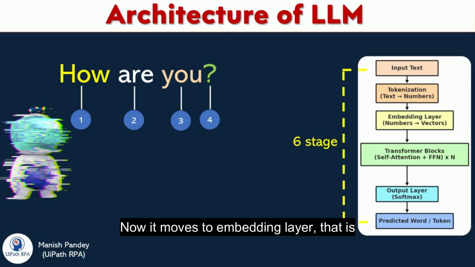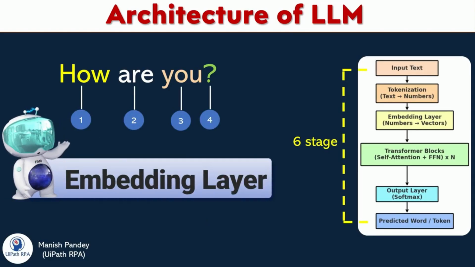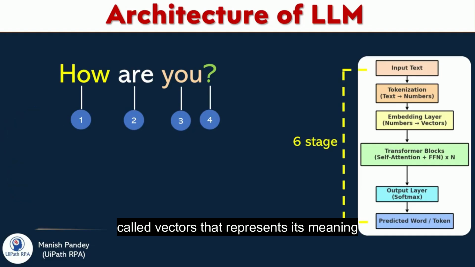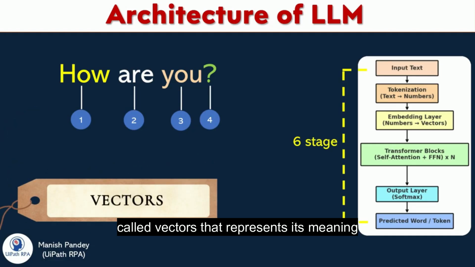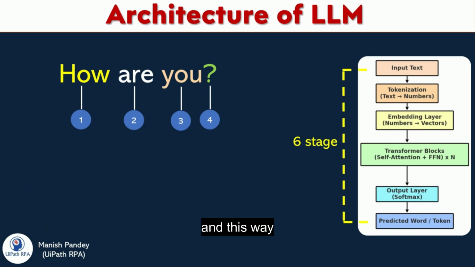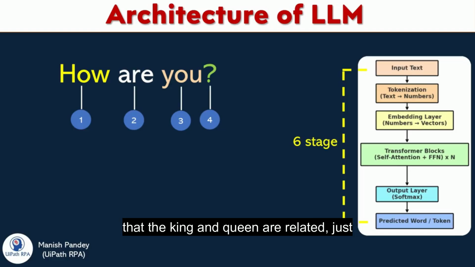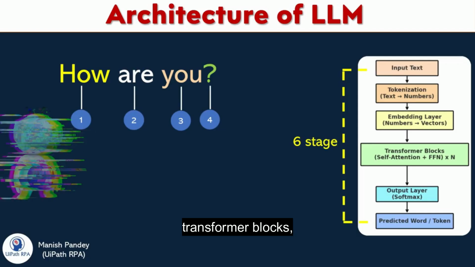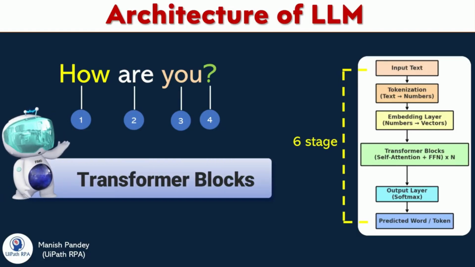Now it moves to the embedding layer, that is the third layer. Here, these numbers are converted into something called vectors that represent their meaning in a way that a machine understands. And this way, the model can understand that king and queen are related, just like mango and fruit are related. And then it moves to transformer blocks.